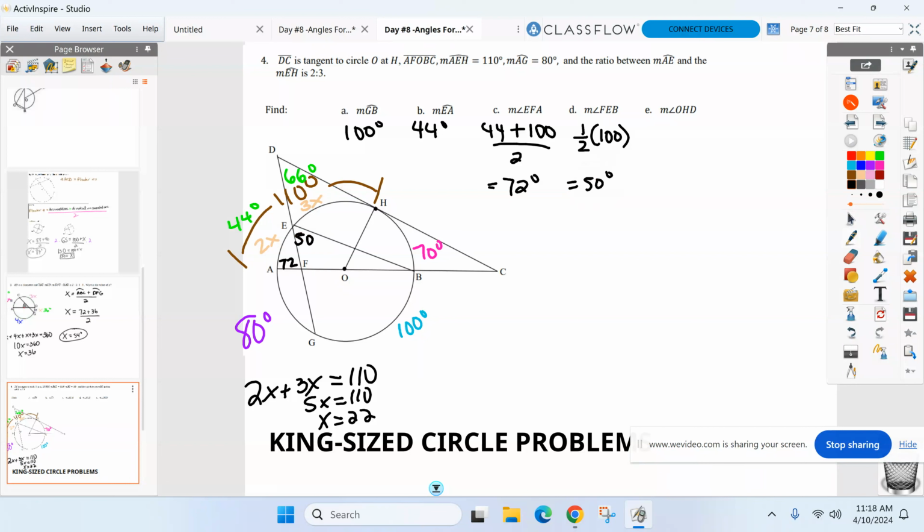And here's exactly why. Part E. OHD. You look at that thing and you're like, whoa, not central, not inscribed, and not a floater. How am I going to find this? I can't. You can. Hey kids, what's OH up there? What's OH? Oh, that's a radius. Look at point H. Can you give me a name for point H? Oh, point of tangency. And I think we've gone over a lot of times when a radius meets a point of tangency, what happens?